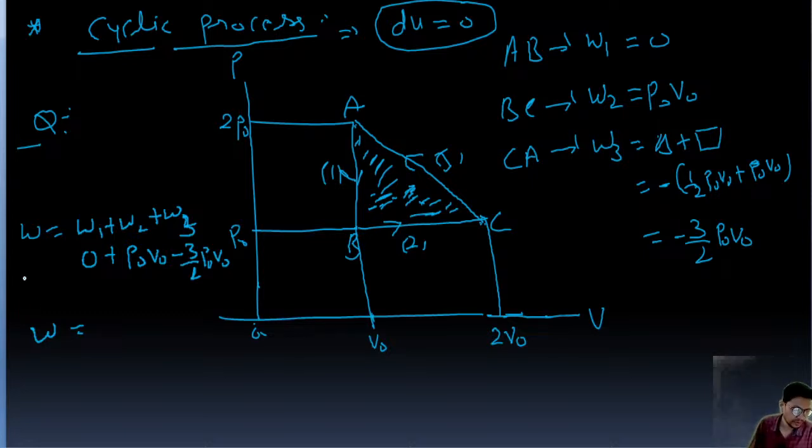minus 1 by 2 P naught V naught. Okay, so this is the work done, guys, in the cyclic process. This is minus, but we are not taking minus. We'll just take the mod value. So work done is 1 by 2 P naught V naught.